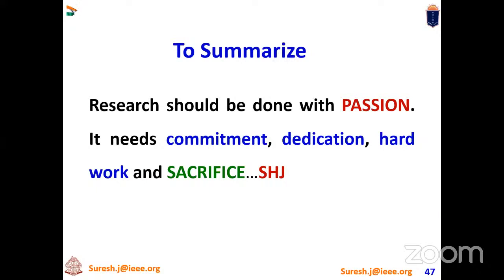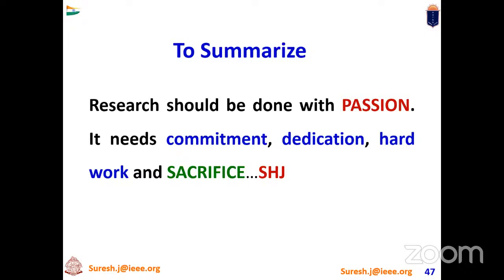I was not slow, because I knew I have to keep up the time, whatever is given to me, because mentally, psychologically and physically, we all are students learning. And if time crosses, some inconvenience or listening goes down, I didn't want that to happen. So research should be done with passion. It needs commitment, dedication, hard work, and sacrifice.